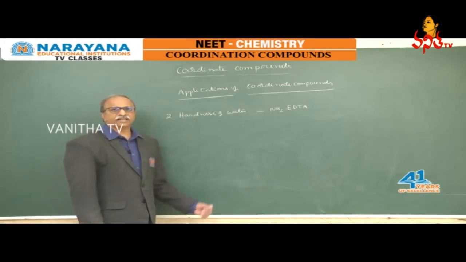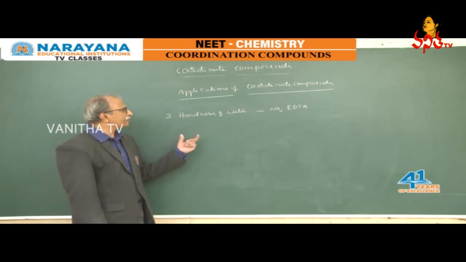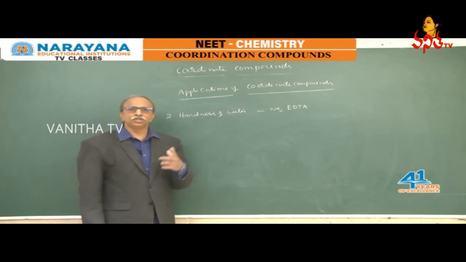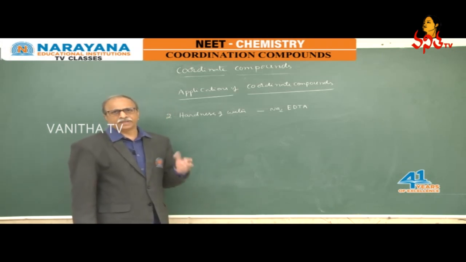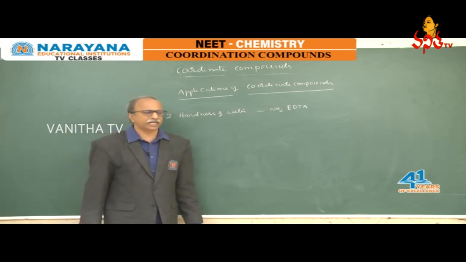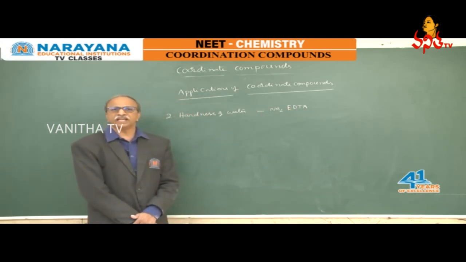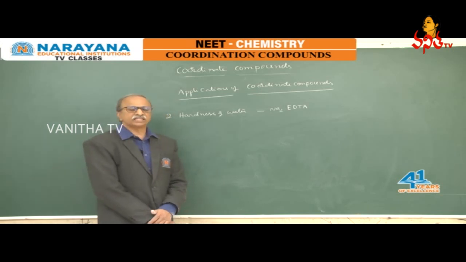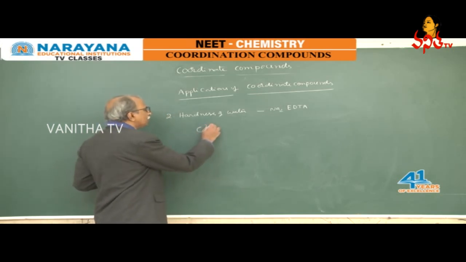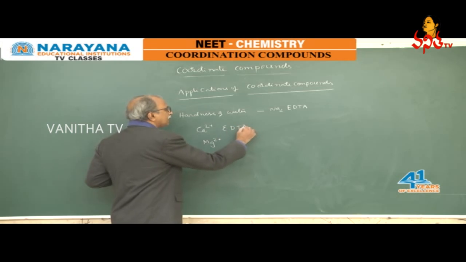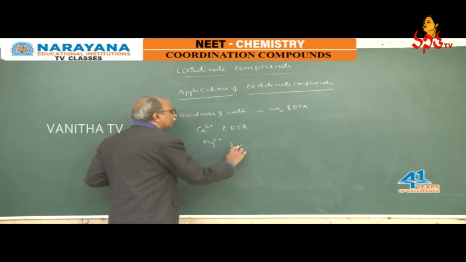As we are discussing, we can estimate the hardness present in water, whether it is due to calcium ions or magnesium ions, by using Na2-EDTA. EDTA acts as a chelating ligand. It combines with Ca2+ or Mg2+, and EDTA forms chelating complexes with both of them, but their stabilities are different.